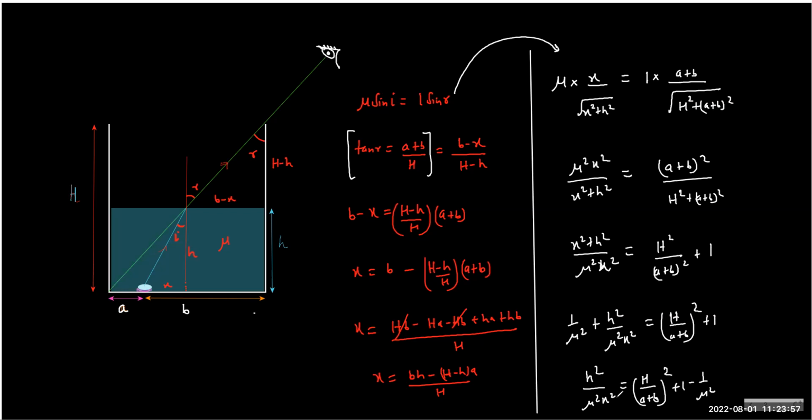And then you'll get the x value from here after rearranging. Then you will equate these two x values to get the h value, which is very cumbersome. Of course, there is no need to solve it. What I'm trying to explain is how to think about it.